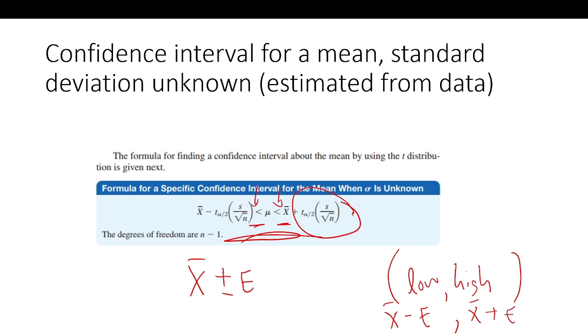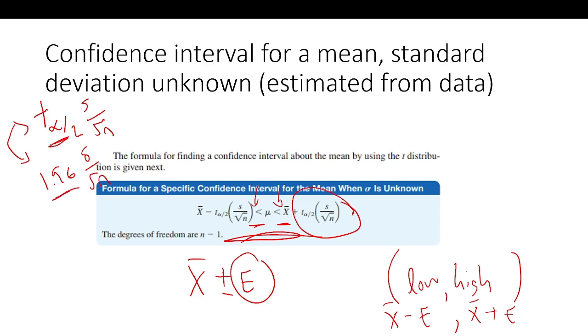So the formula for E changes to t alpha over 2 times s over the square root of n. The parallel here is 1.96 times sigma over the square root of n. These are really the same formula, except this is the normal value, and here you would get a t value. Now, why is there not a hard-coded value here? Because the t distribution, unlike the normal, will actually change depending on your sample size. So the actual value that marks off 95% is going to be slightly different.